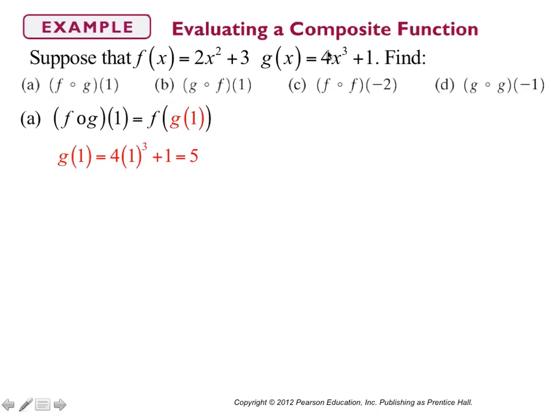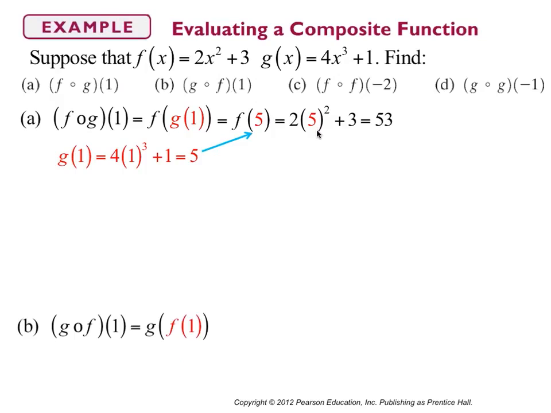So g of 1 is just going to be 4 times 1 cubed plus 1. All we did is plug in our 1 for our x. And if we evaluate that, we need to follow order of operations, and we should get 5. So now what we have is f of 5, because g of 1 is just a number, it's just 5. Now that we have f of 5, you all also know how to do that. You take 5 and plug that in for x into your f function. So you have 2 times 5 squared plus 3. We know 5 squared is 25, 25 times 2 is 50, plus 3 gives you 53.